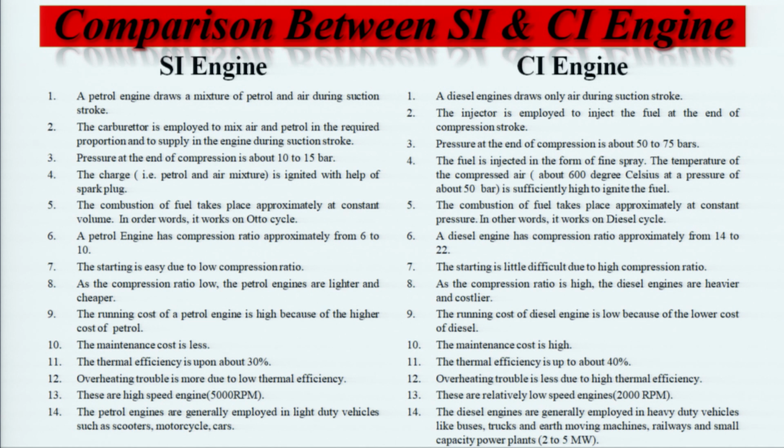CI engine can also be used as a stationary engine for 2 to 5 megawatt of power generation. So, we can compare SI and CI engine on the basis of their construction and on the basis of their operation behavior. SI engine works on the principle of the Otto cycle, named after the scientist Otto, and the CI engine works on the principle of the diesel engine, because it works on the thermodynamic cycle named the diesel cycle.